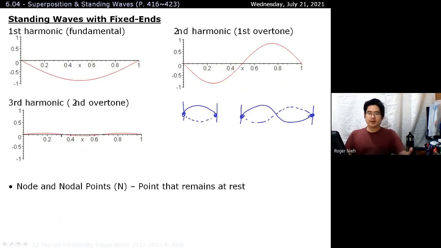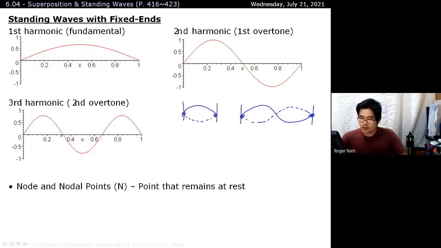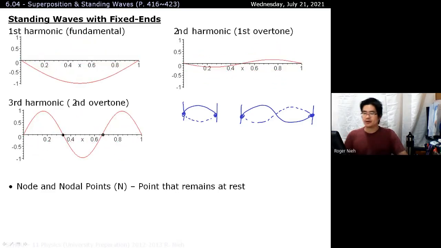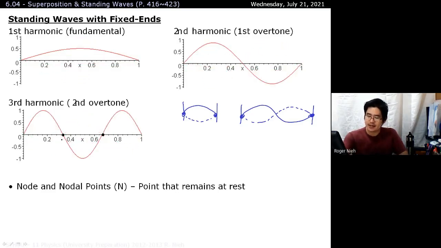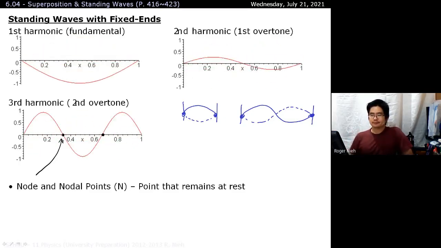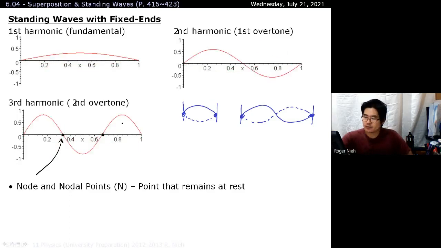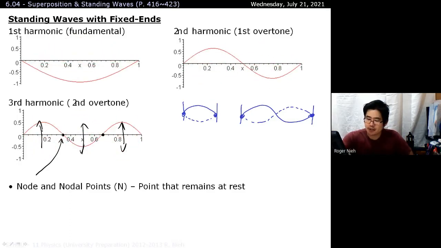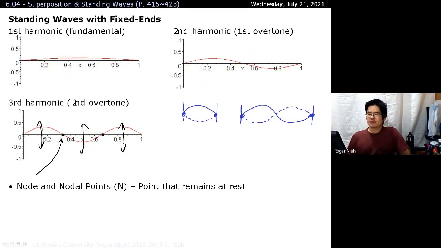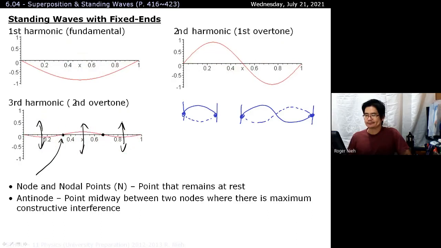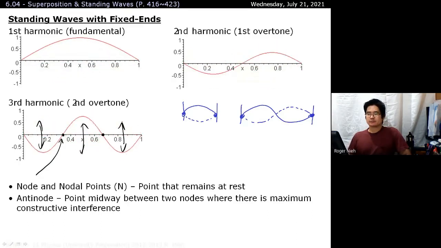Okay, this is a reminder of definitions. What is a node? A node is a point in the standing wave where it doesn't seem to be moving at all. All right, so it's a point that remains at rest. That's what a node is. Some textbooks call it a nodal point. And the region which vibrates most violently up and down, this is the opposite of a node. And as we described from yesterday, it's called an antinode. Okay, and you'll find out that mathematically it's always between 2 nodes.